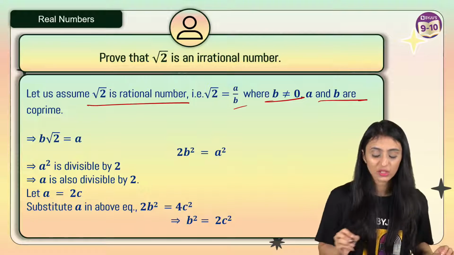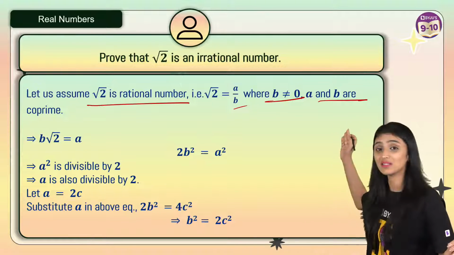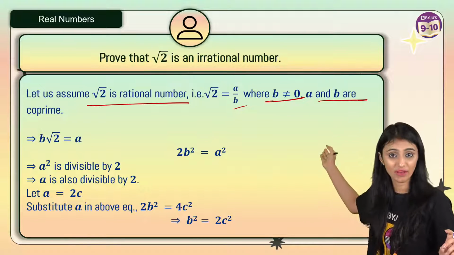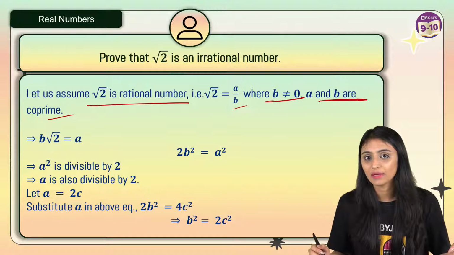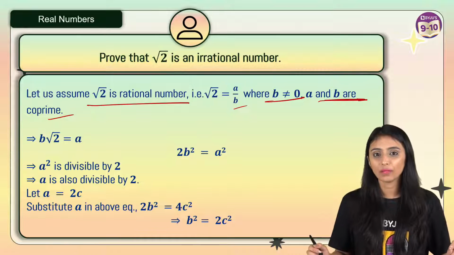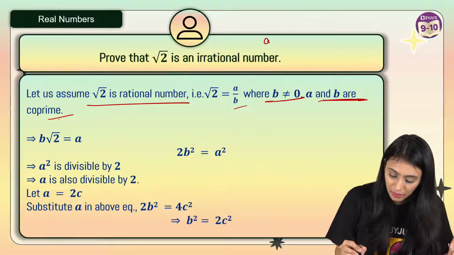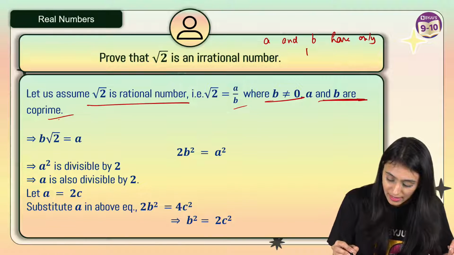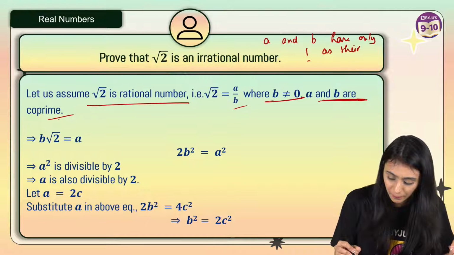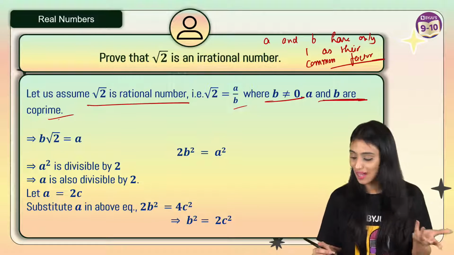Like B has to be not equal to 0. Why should this not be equal to 0? Because if denominator is 0, this will be not defined, right? And A and B have to be co-prime. I hope you all are aware what co-prime is. Co-prime is when they have nothing common between them. That means A and B have only one as their common factor. Even while doing Menti, when we come across such terms, co-prime and all, generally students are confused. What does this actually mean, right?